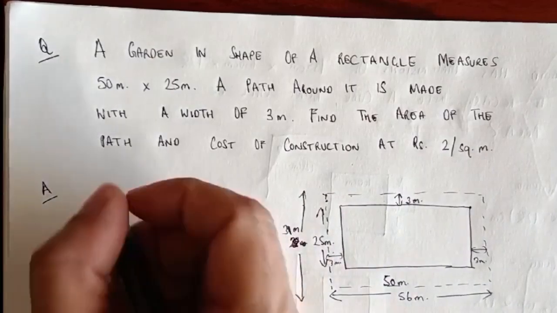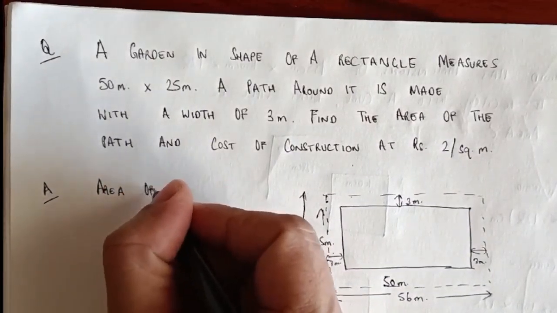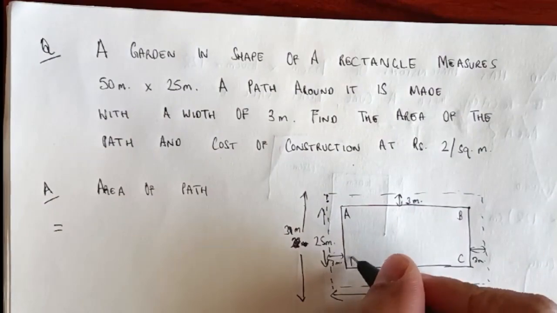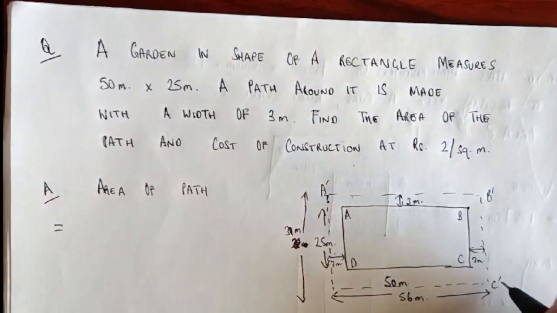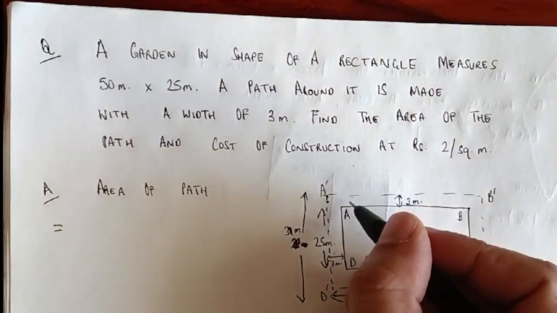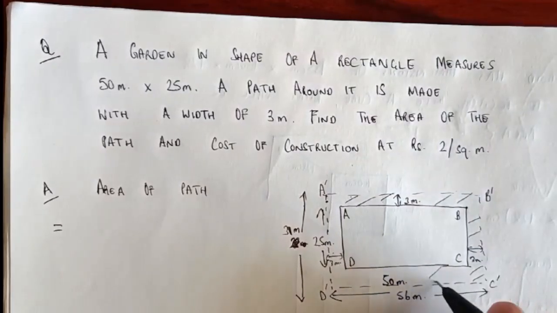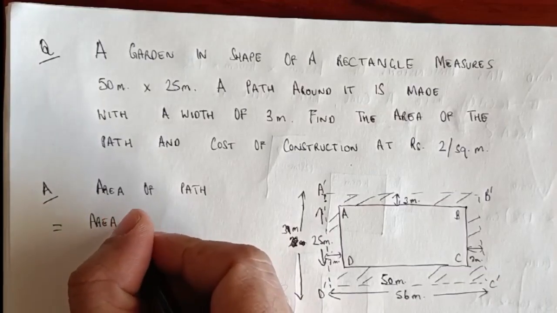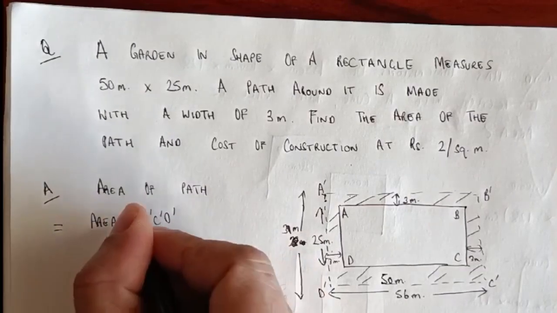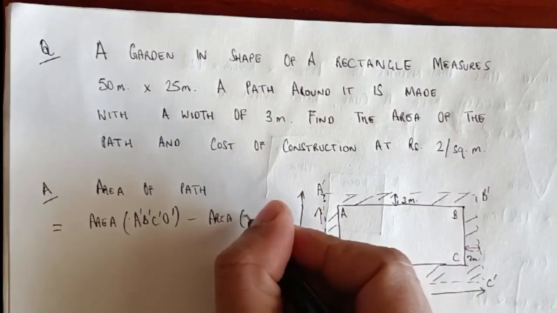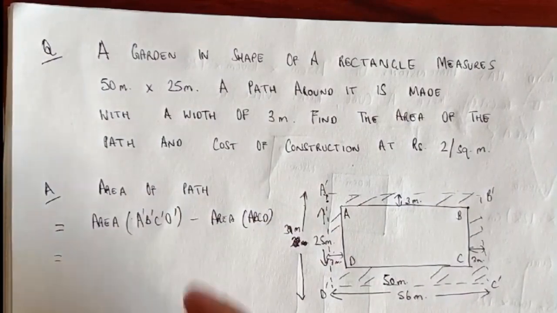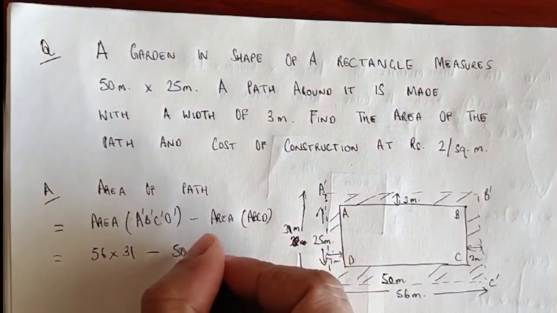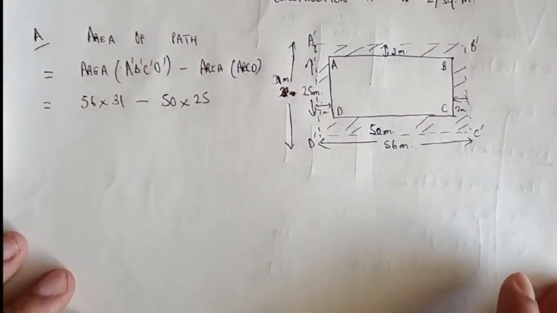So what is the area of the path? Let us just do some labels here. This is A, B, C, D, and let's call this A dashed, B dashed, C dashed and D dashed. So the area of this path is nothing but, this is the path, let me just put some color so it's easier to see. Area of path is equal to area of rectangle A dashed, B dashed, C dashed, D dashed minus the area of the rectangle A, B, C, D. So this is nothing but 56 into 31 minus 50 into 25.